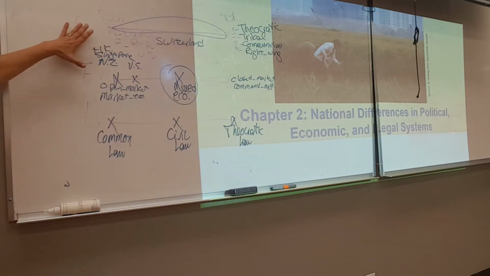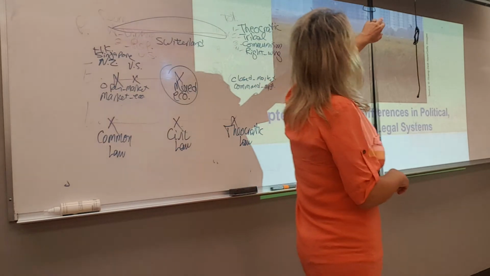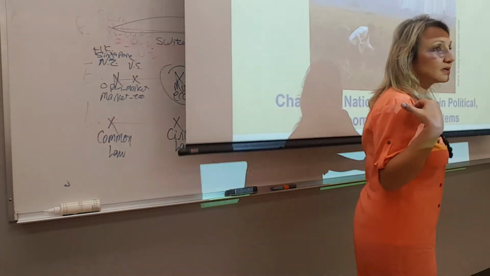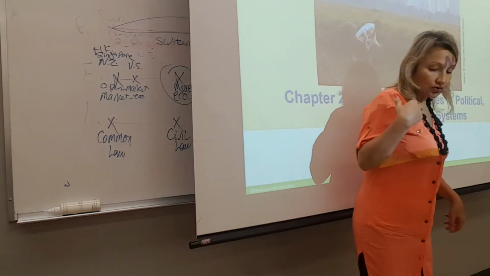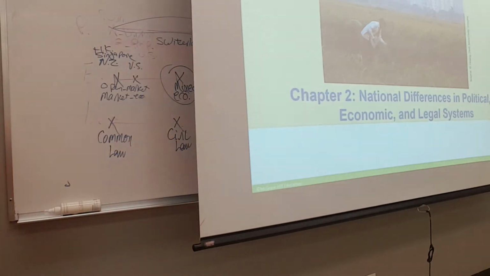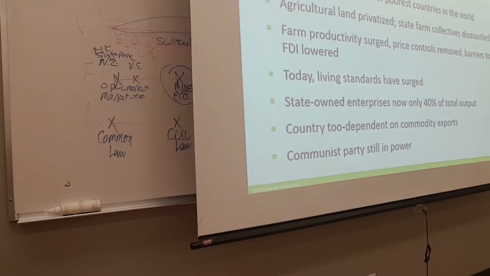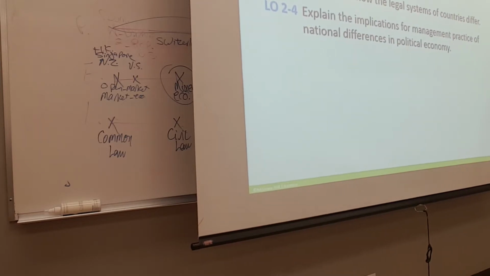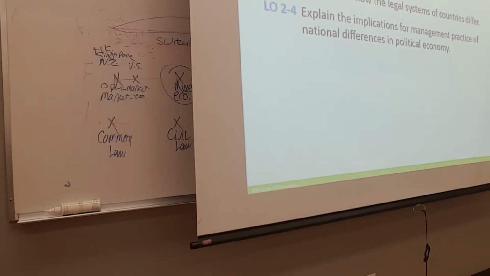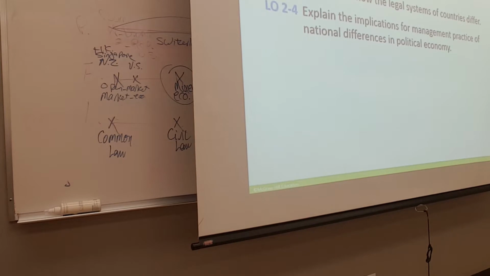Okay, these are as far as the 3 different systems. Now, any question about these 3 systems? Any specific country you want to know about? So the theocratic law, you said how's that? Theocratic is based on religious laws, religious book, Sharia law.